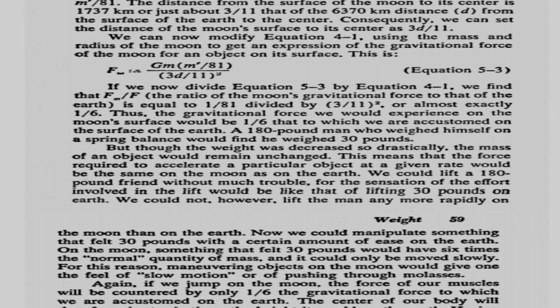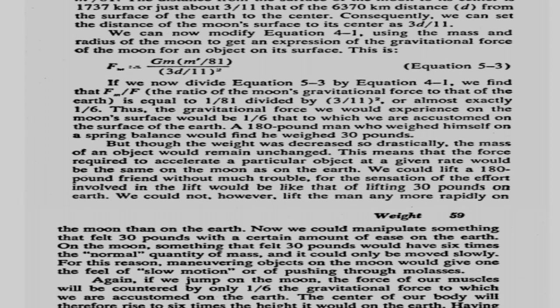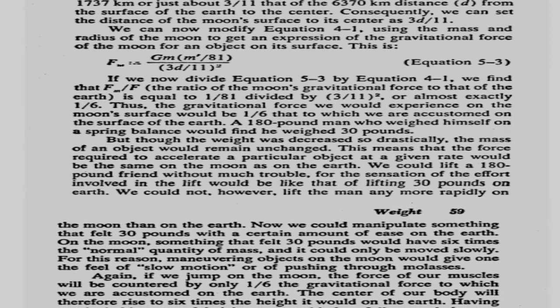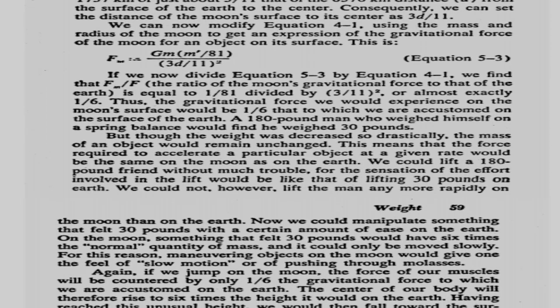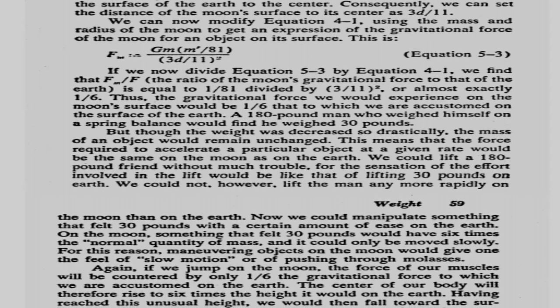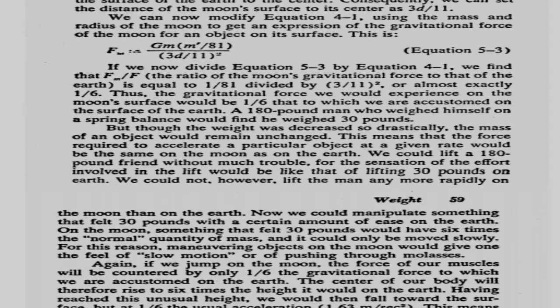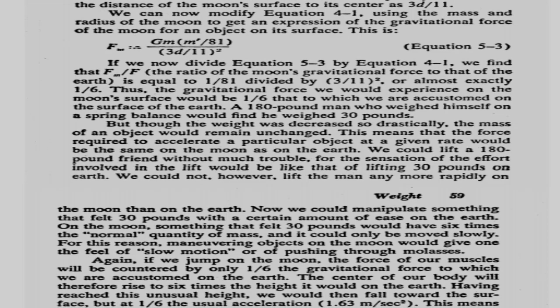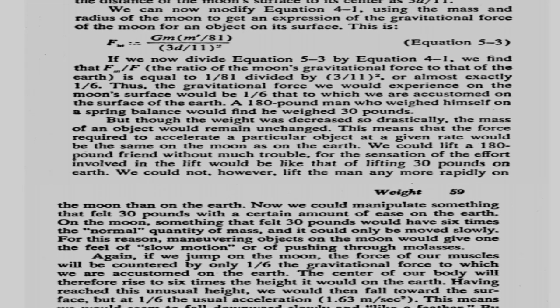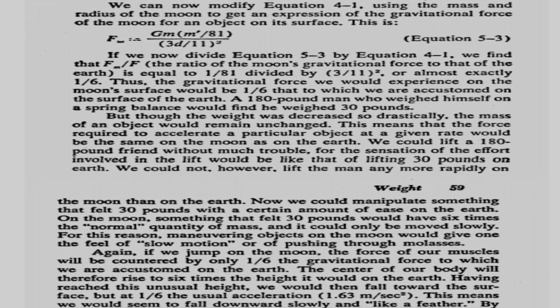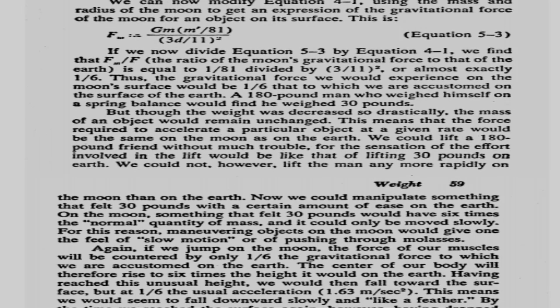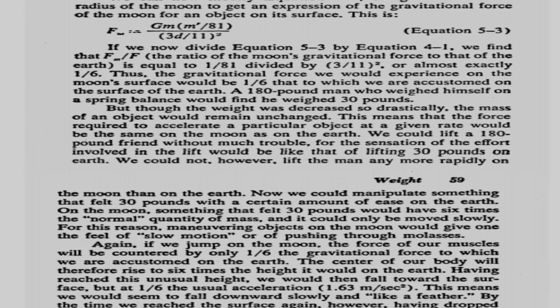Now, we could manipulate something that felt 30 pounds with a certain amount of ease on the Earth. On the Moon, something that felt 30 pounds would have 6 times the normal quantity of mass, and it could only be moved slowly. For this reason, maneuvering objects on the Moon would give one the feel of slow motion, or of pushing through molasses.